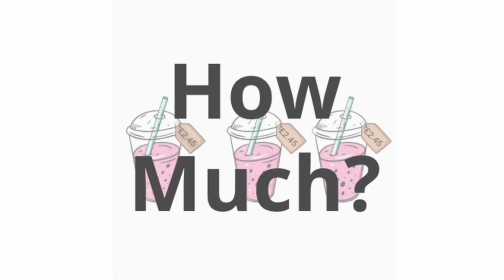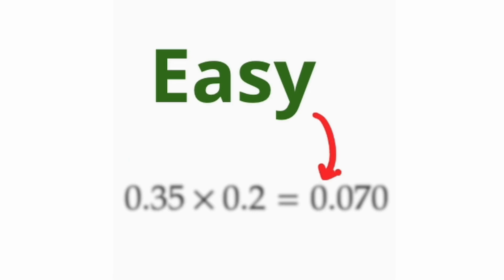You buy 3 smoothies for £2.45 each. How much do you spend? It sounds simple, but once decimals show up, even quick maths can get messy. Today, we're breaking down the easiest way to multiply decimals without losing track of the digits or your money. So how do you do it?